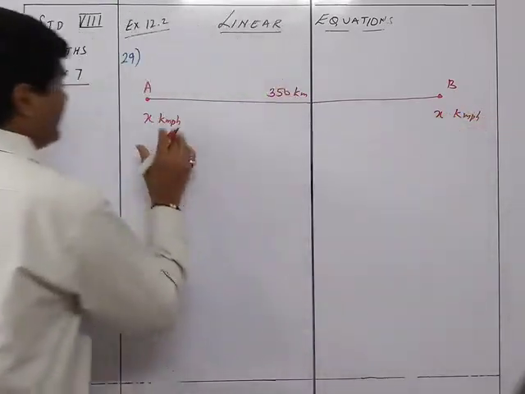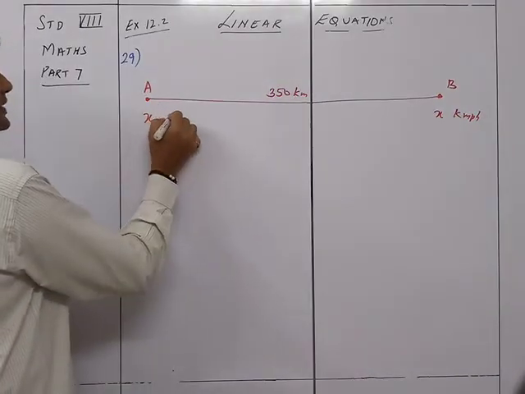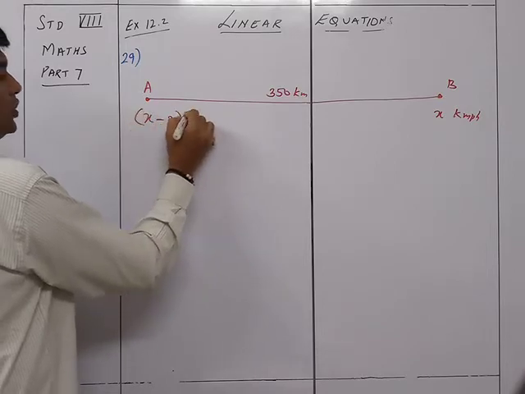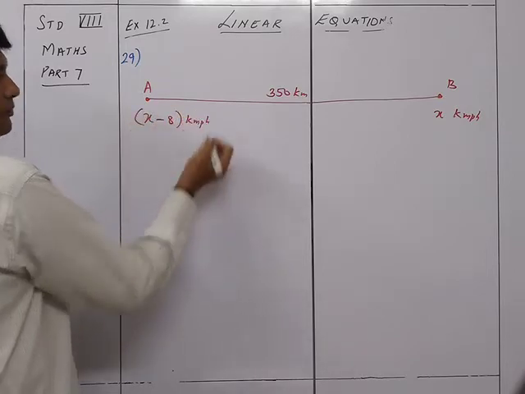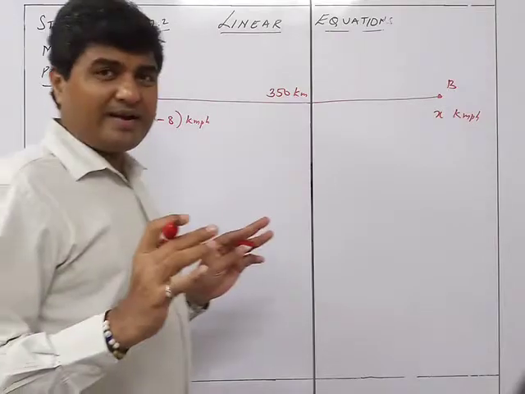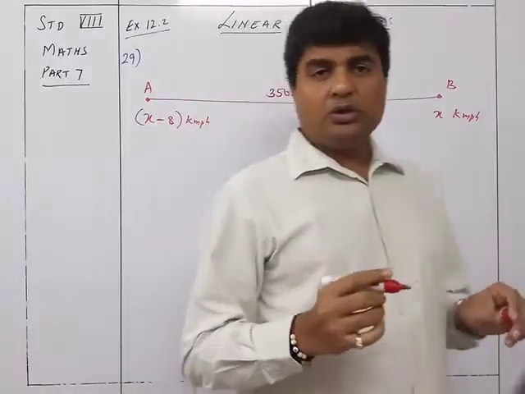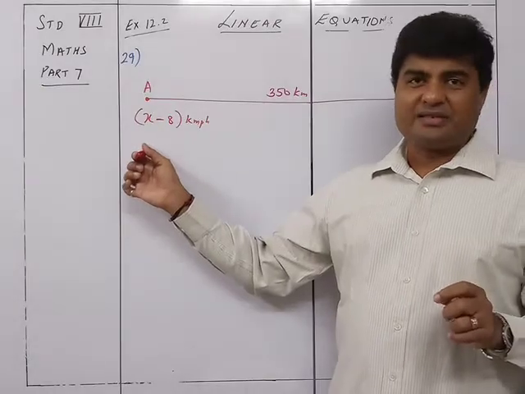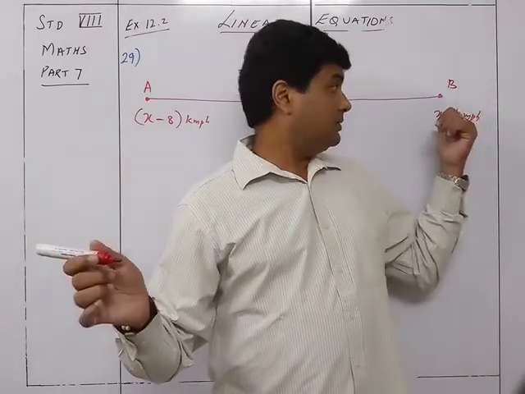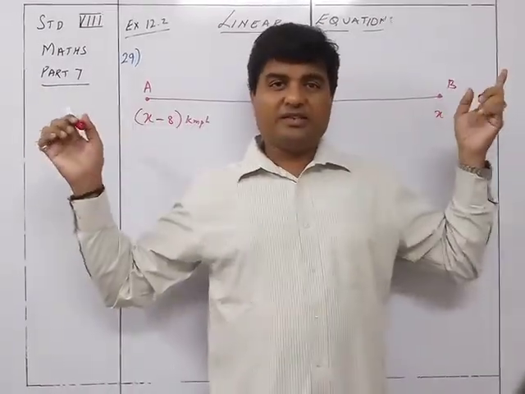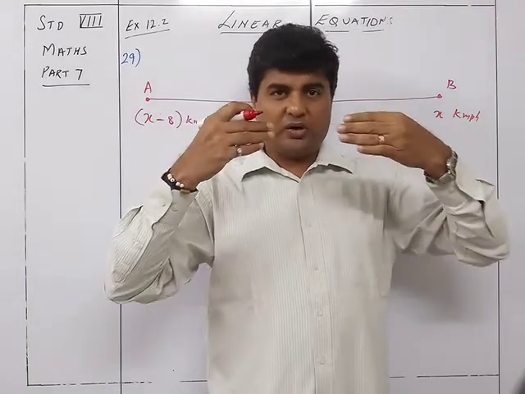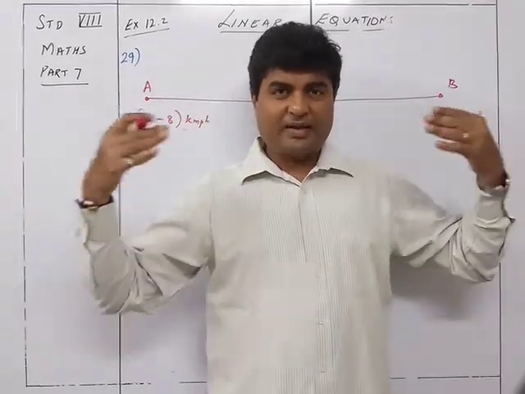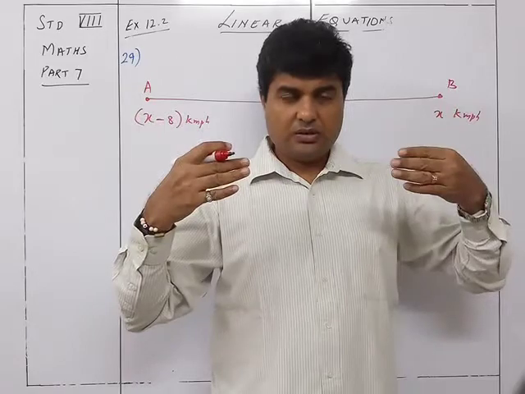So the first car is 8 kilometers less, so it is this kilometers per hour. Okay, so you understand, they are trying to understand the question. So one car is traveling at 8 kilometers per hour less speed than the other car. The total distance is 350 kilometers. Both are coming towards each other. They are traveling in the direction that they are coming towards each other.